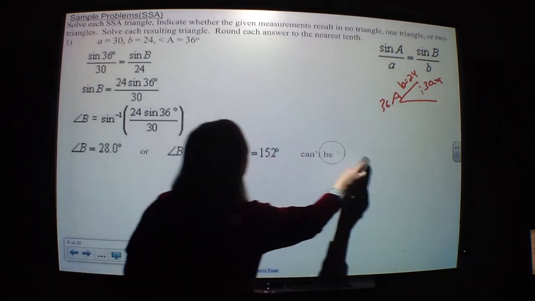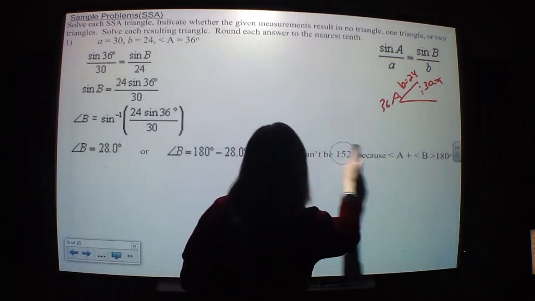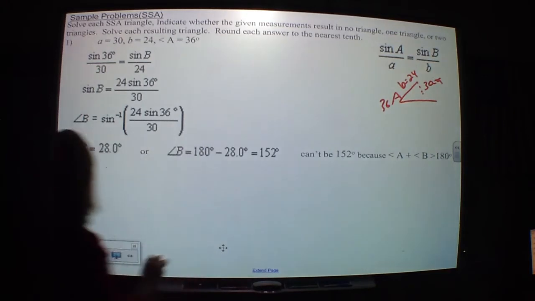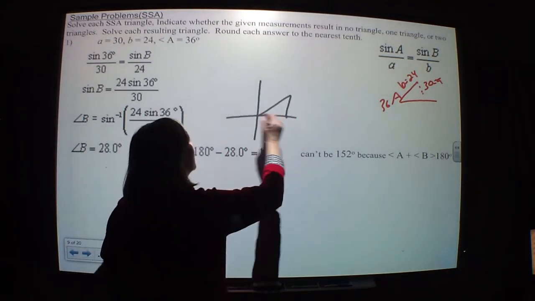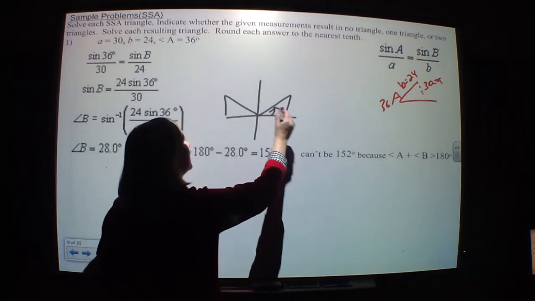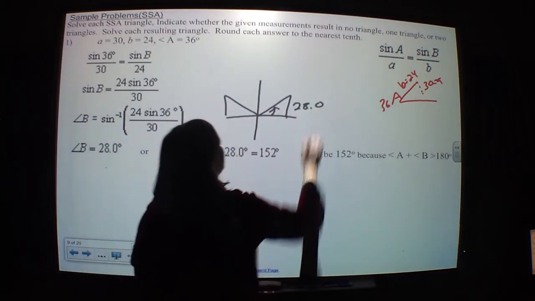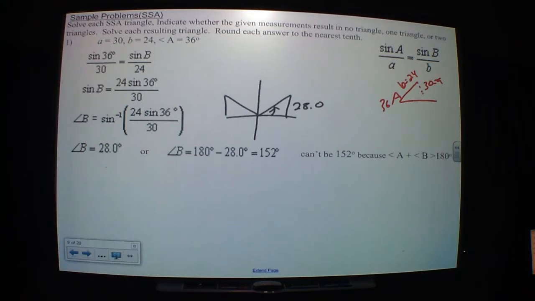And when you do this, go back to the unit circle. This is 28.0. Remember though, inverse sine only gave you the acute angle, the one in the first quadrant. It doesn't give you the obtuse angle, which is the one in the second quadrant, because sine is positive in the first quadrant and the second quadrant.